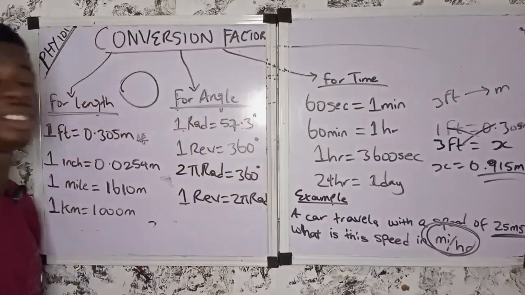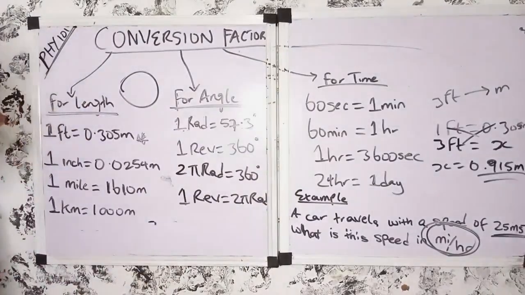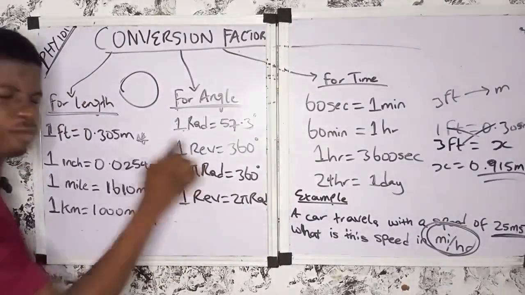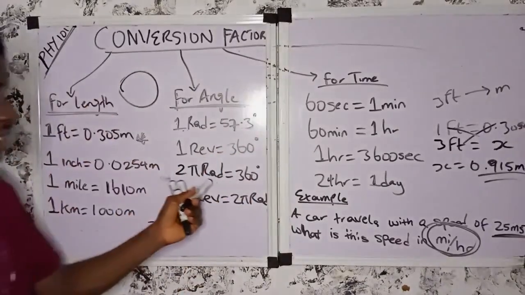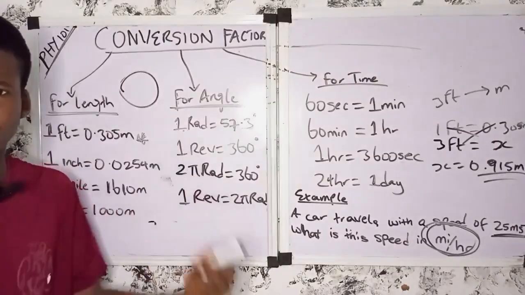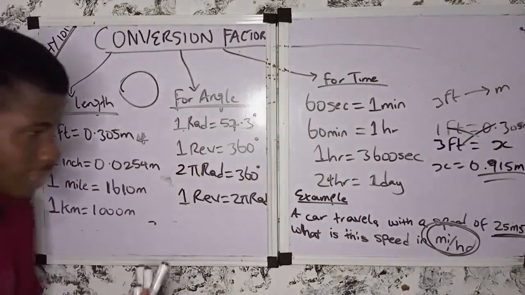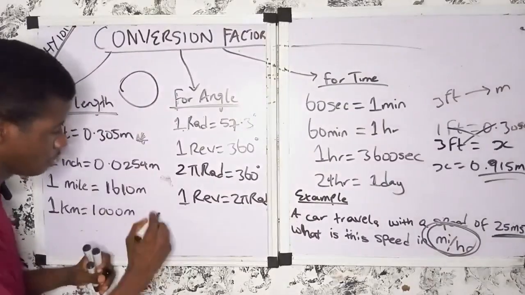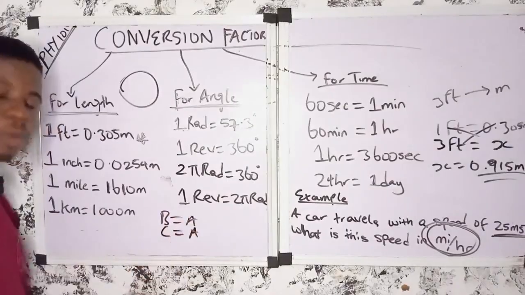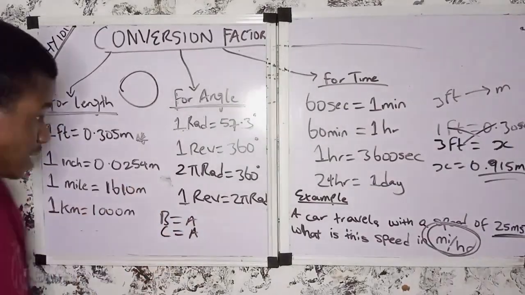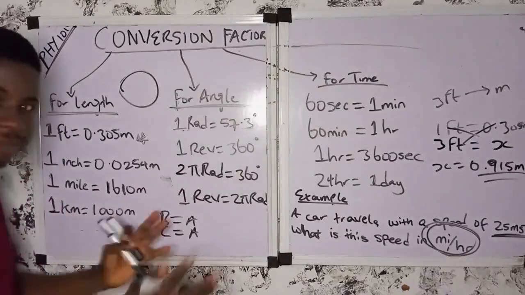2 pi radian is equals to what? 360 degree. Now, if you look at it, if 1 revolution is equals to 360 degree and 2 pi radian is equals to 360 degree, that means that these two are also equal to each other. I don't know if you understand. For example, if B is equals to A and C is equals to A, what does that tell you? That tells you that B and C are still equal to each other.